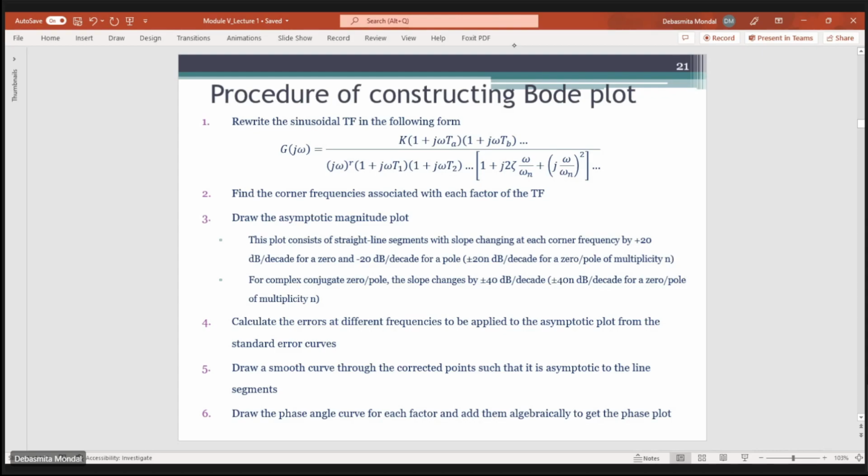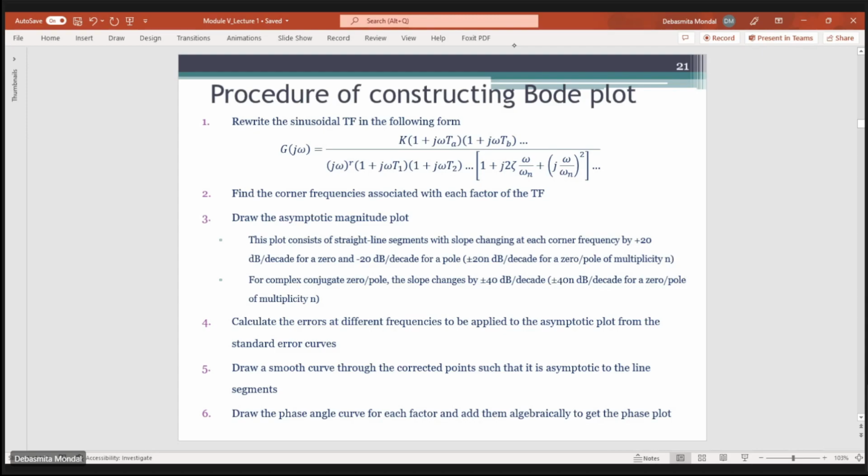Once you have expressed the sinusoidal transfer function in this form, the next step is to identify the corner frequencies associated with each factor. For the factor K, only gain, there is no corner frequency. For this factor also there is no corner frequency. For the first order factor the corner frequency will be 1 by TA, and for this factor the corner frequency is 1 by TB. Similarly, we find the corner frequencies associated with each factor. Once we have identified them, we draw the asymptotic magnitude plot.